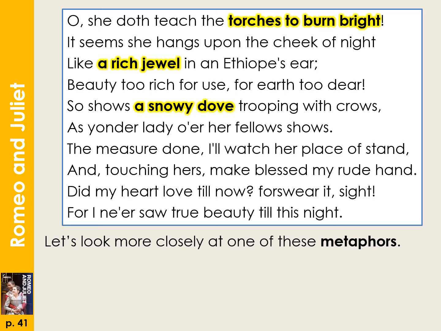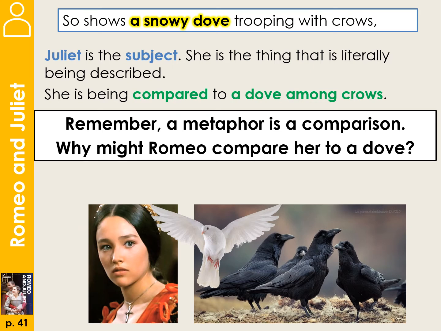Have a think about what a metaphor is. We should all know this, but take a moment to think about what a metaphor might be. We're going to look more closely at the metaphor in this line: so shows a snowy dove trooping with crows. In this, Juliet is the subject. She is the thing that is literally being described here, and she's being compared to a dove among crows.